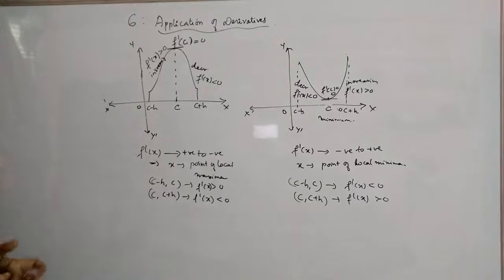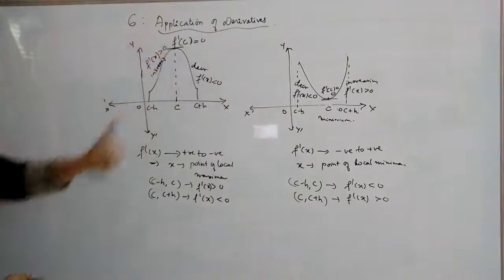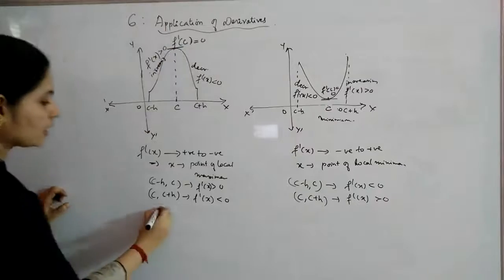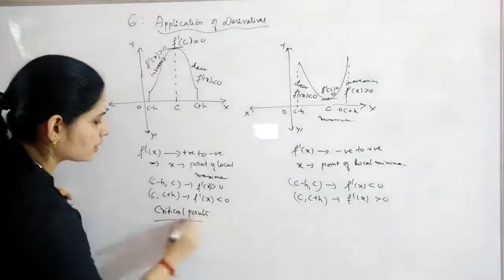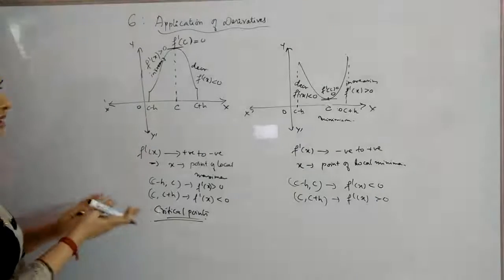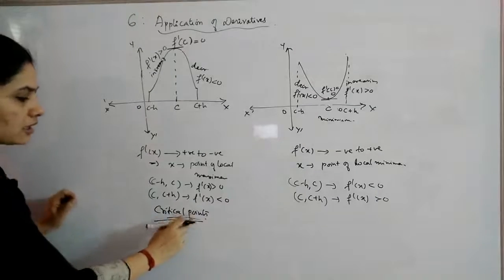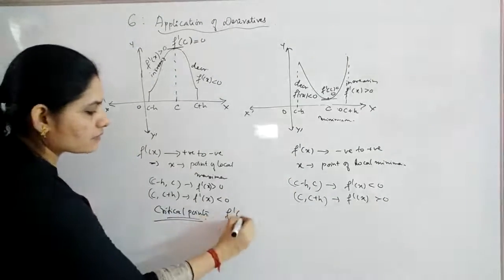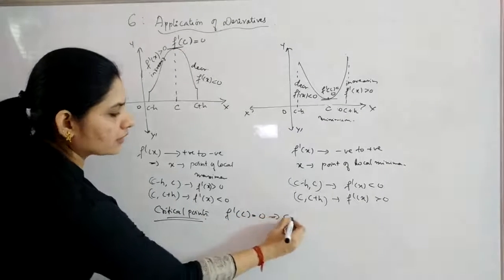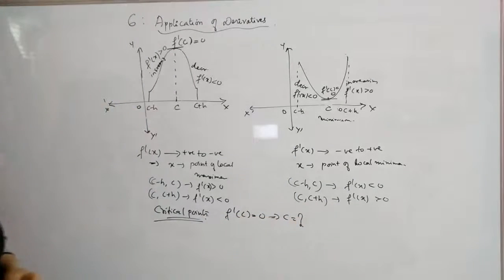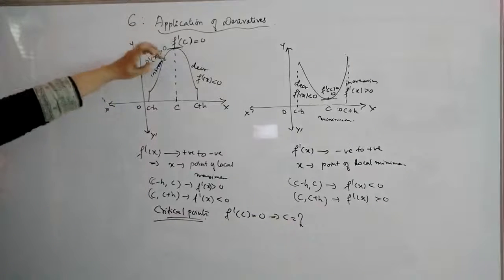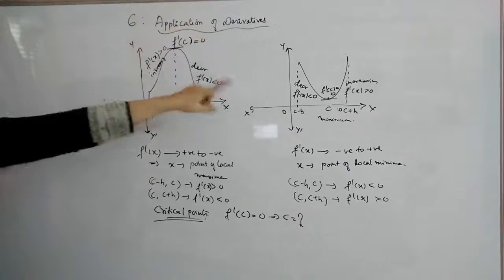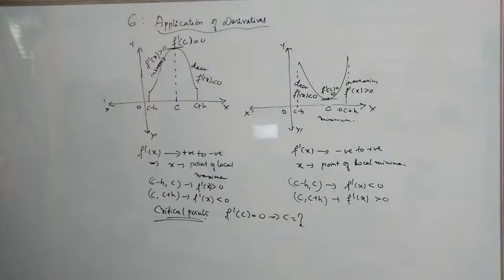Okay, so we can say that when this function's derivative is equated to 0, what are we getting? Critical points. We have already used that, critical points. Turning points are the same as critical points. How will we get them? By equating it to 0, you will find the value of C. Those points will be critical points. Why are they critical points? Because there is a change in the function from increasing to decreasing or decreasing to increasing.